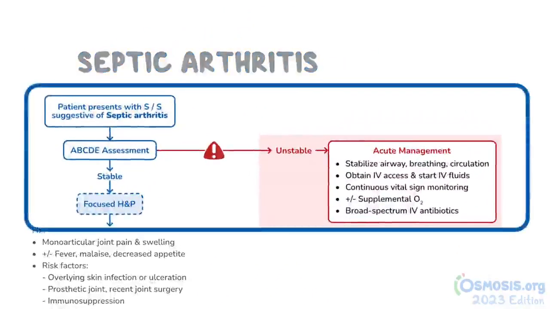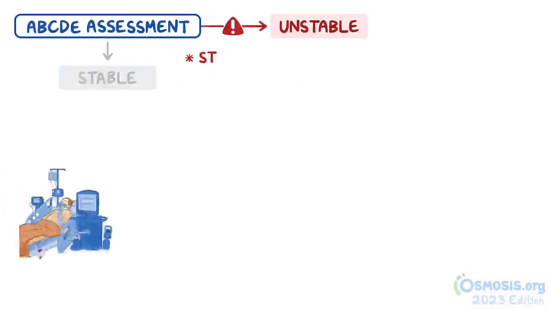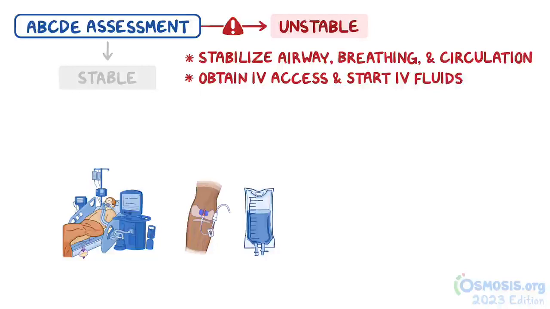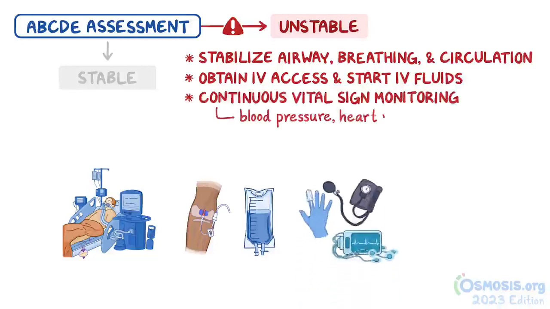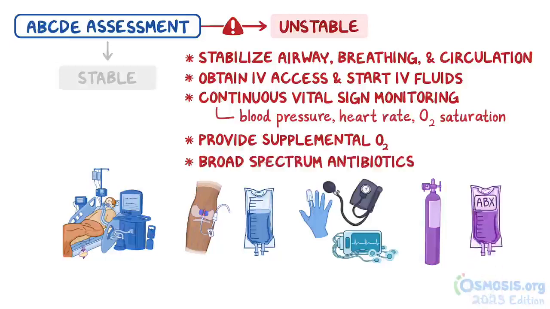Now, if you have a patient presenting with signs and symptoms of septic arthritis, you should first perform an ABCDE assessment to determine if your patient is unstable or stable. If the patient is unstable, stabilize their airway, breathing, and circulation. Next, obtain IV access, start IV fluids, and begin continuous vital sign monitoring, including blood pressure, heart rate, and oxygen saturation. Provide supplemental oxygen if needed, and don't forget to start broad-spectrum IV antibiotics.